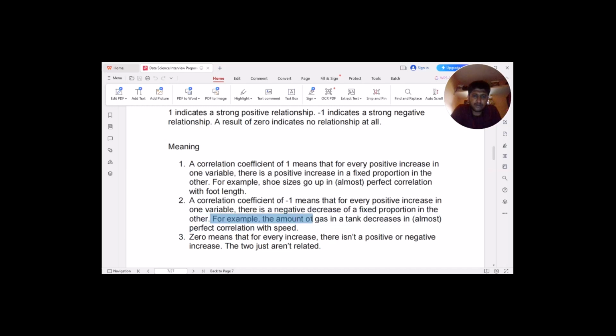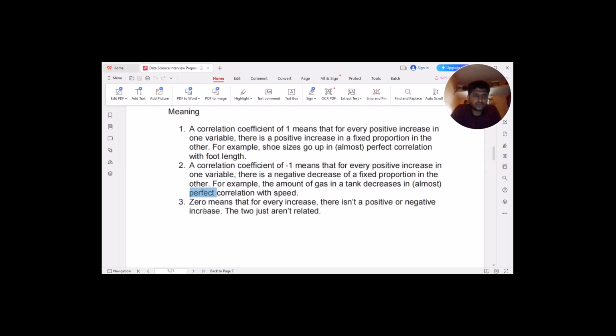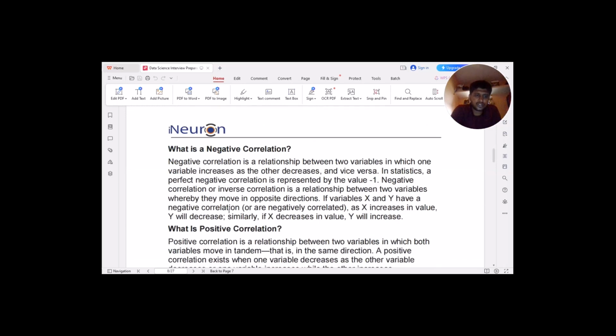For example, the amount of gas in a tank decreases in almost perfect correlation with speed. The third thing you need to understand is that zero means that for every increase, there is no positive or negative increase. The two just are not related. So what is a negative correlation? Negative correlation is a relationship between two variables in which one variable increases as the other decreases, and vice versa. In statistics, perfect negative correlation is represented by the value -1.